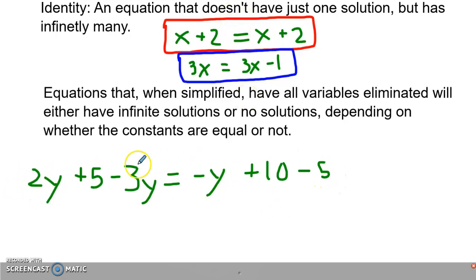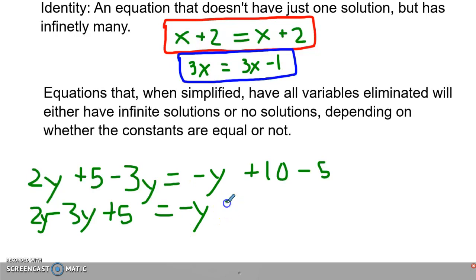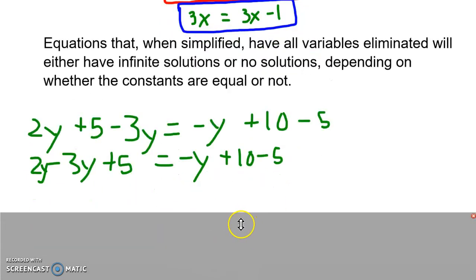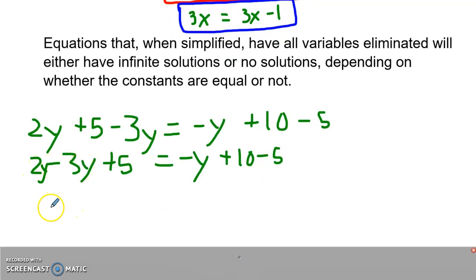So if we simplify this, we have 2y, so I'm going to move my negative 3y over here, so they're next to each other. And then I'm going to take my negative y plus 10 minus 5. Now I will simplify: 2y minus 3y is a negative 1y, or just negative y, plus 5 equals negative y plus 10 minus 5, which is 5.